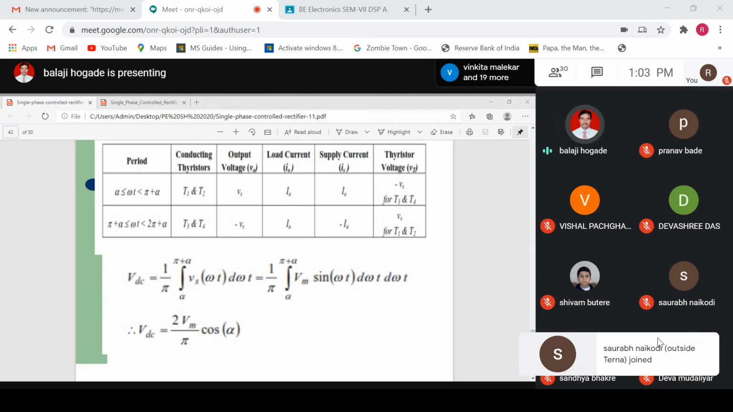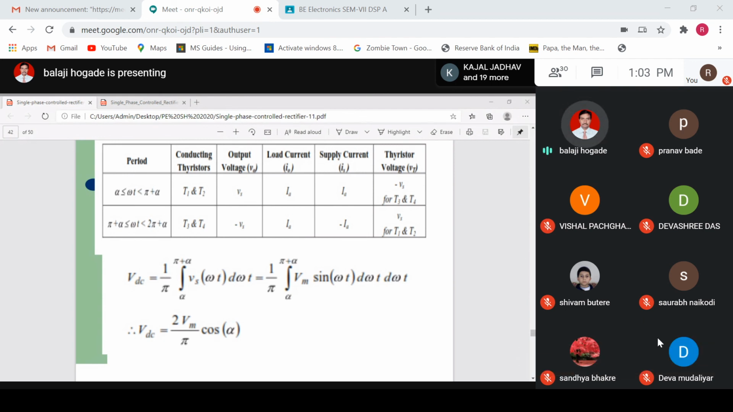शुभम माळे and 2 more joined. क्लासला सौरभ नायकोडी.